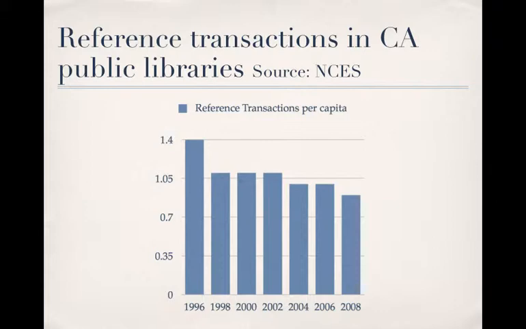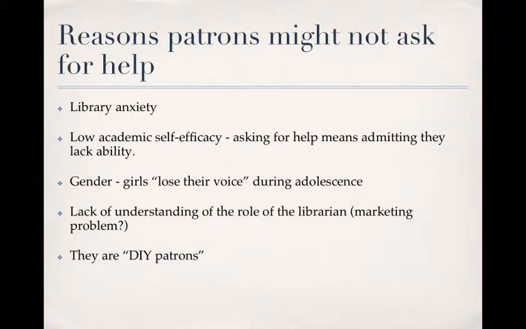And some places are the aberration. My library in the past few years has seen actually quite a bit of increase in reference desk traffic, especially in online reference traffic. So we have actually bucked the trend, and there are aberrations out there, but for the most part, we're seeing declines. So lots of reasons why patrons might not ask for help, and we already talked about some of them with the growth of the internet and the fact that they can find things themselves.